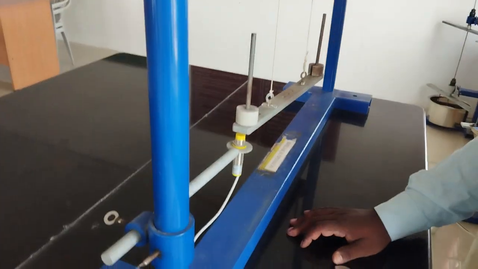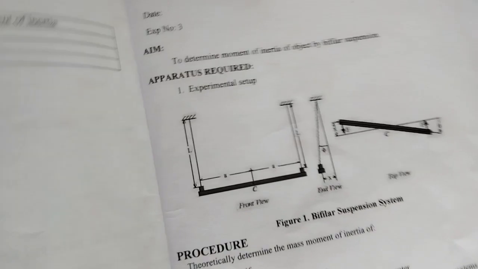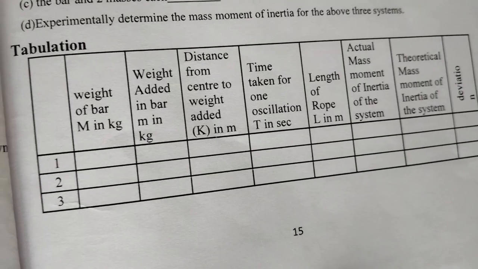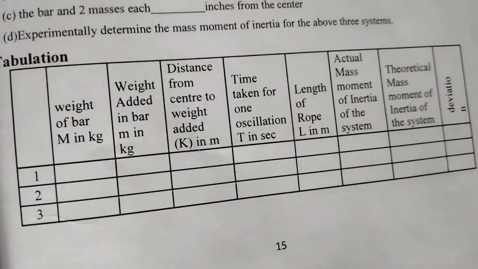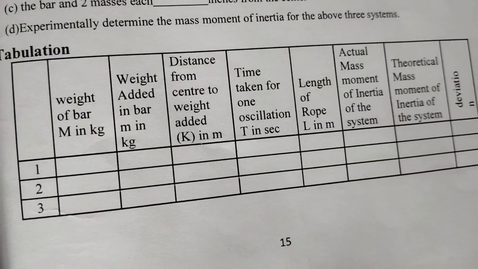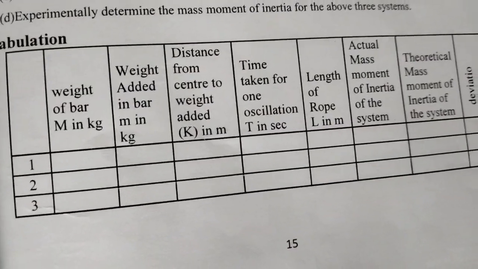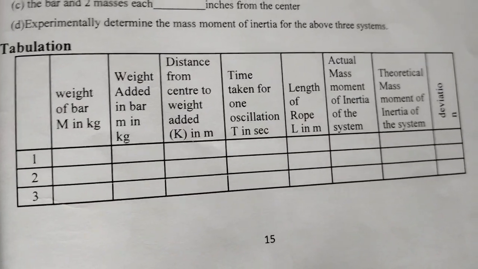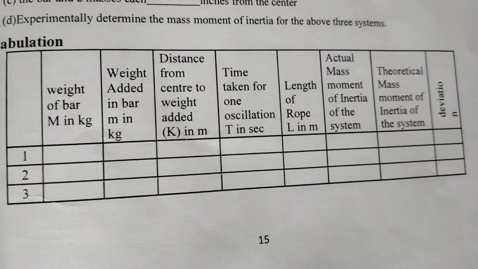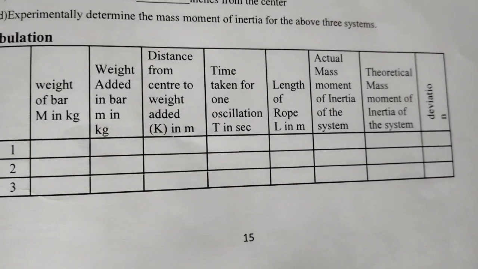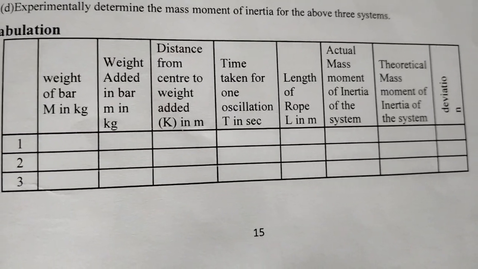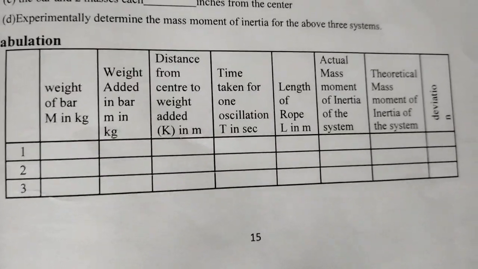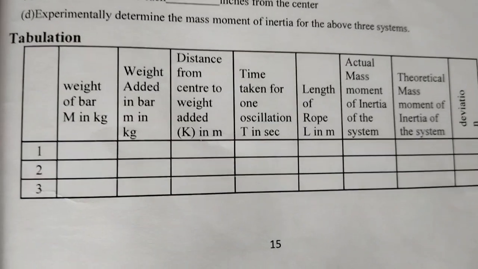Next we are going to see about the tabulation for the experiment. So here this is the tabulation. First, how much weight we are going to add in the bar. So that is the weight of the bar. Next, weight added in the bar, distance from the center to weight added, time taken for one oscillation, length of the rope, actual mass moment of inertia of the system, and theoretical mass moment of inertia of the system. Finally, we find the theoretical and actual deviation.